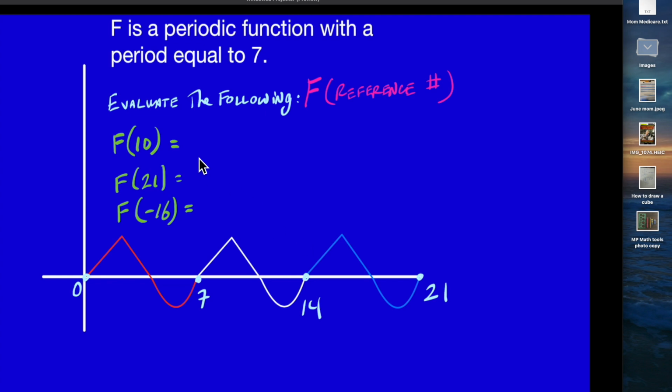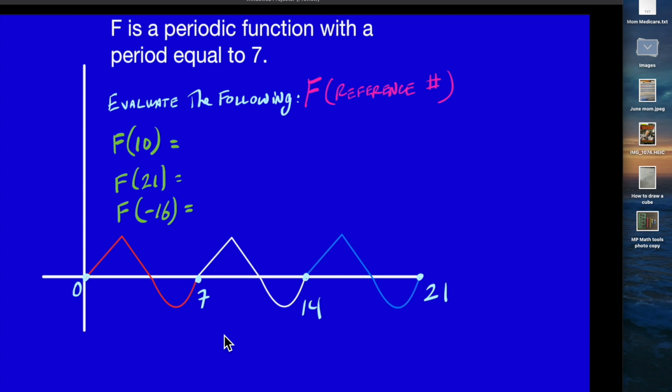Next, we are asked to evaluate the following, and we're asked to write the answer as f of a reference number. So here we've been given inputs that are outside the reference values. The reference values are between 0 and 7. So they want to know what f of 10 equals. Well, f of 10 is going to be out here somewhere where x equals 10. The question is, how do we get into the reference zone?